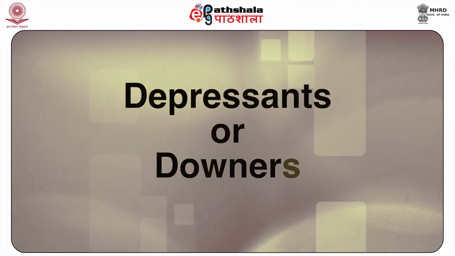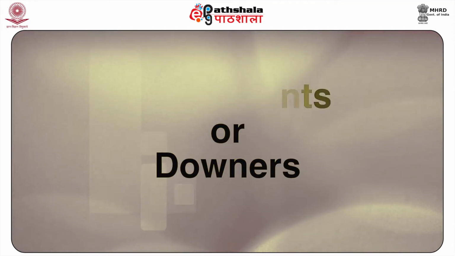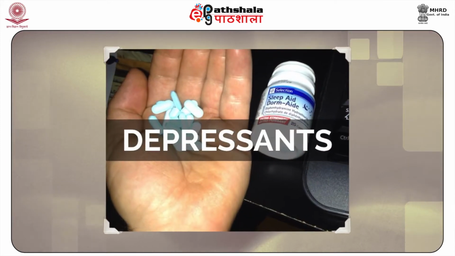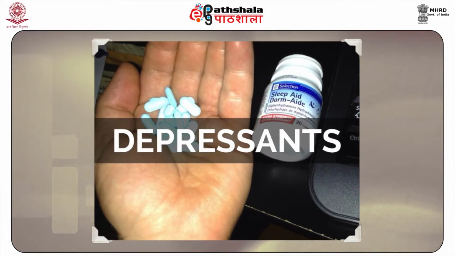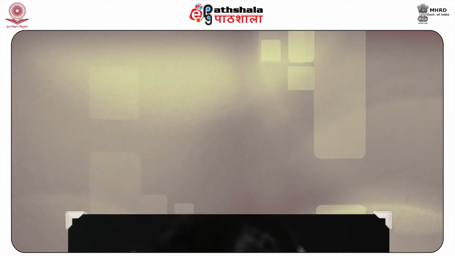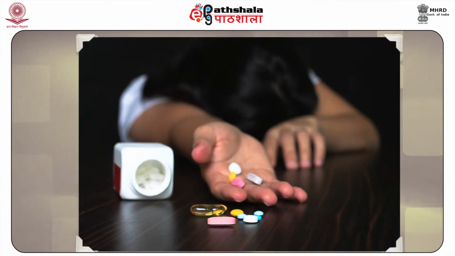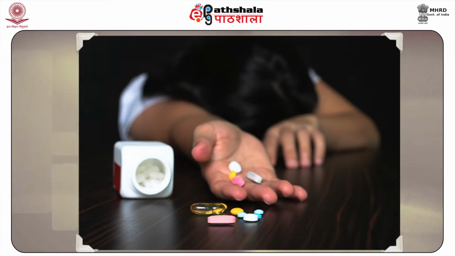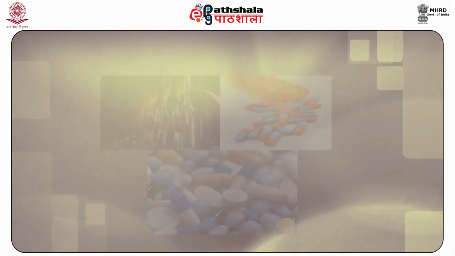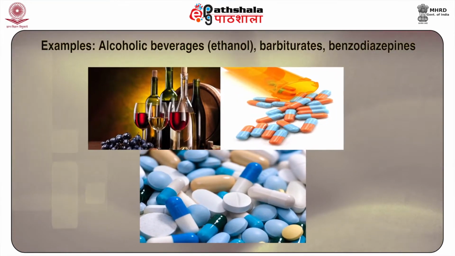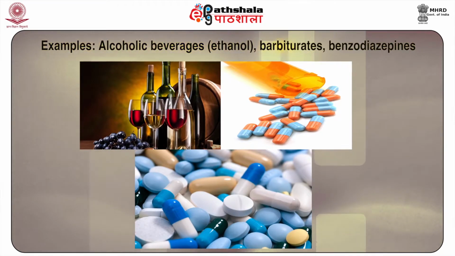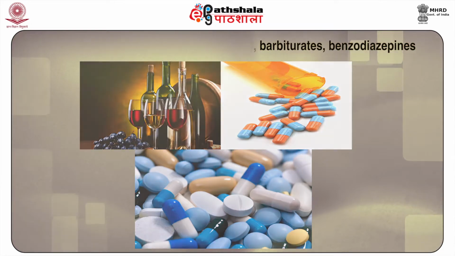Now moving on to depressants or downers, including sedatives, hypnotics, and narcotics. This category includes all of the relaxing, calmative, anxiety reducing, anesthetic substances which may induce changes in perception coupled with euphoric feelings. Examples are alcoholic beverages such as ethanol, barbiturates, benzodiazepines, etc.